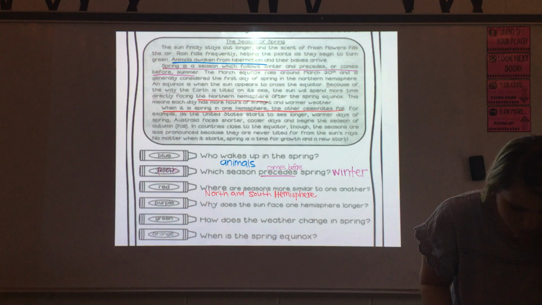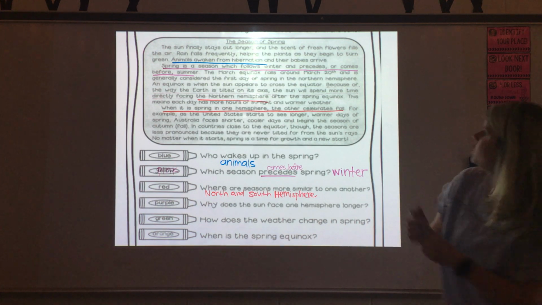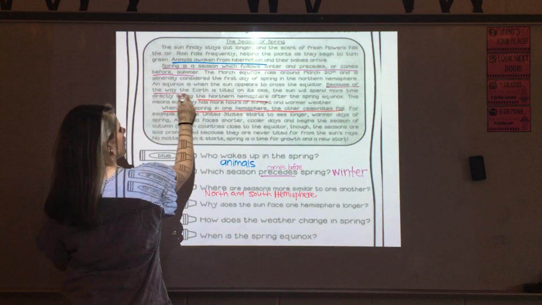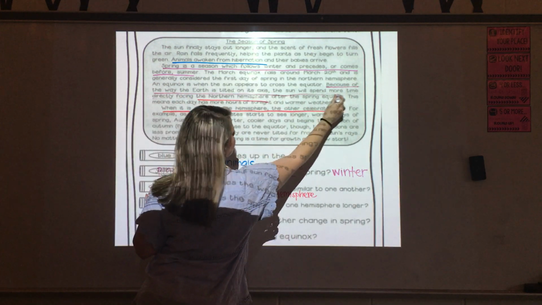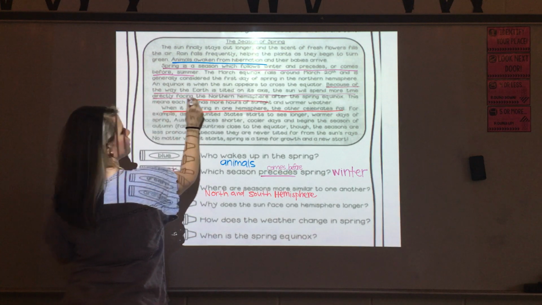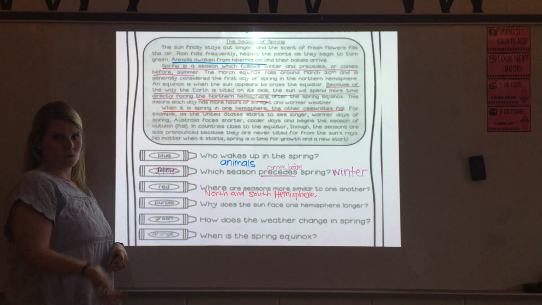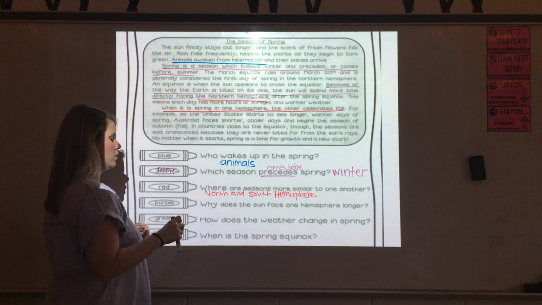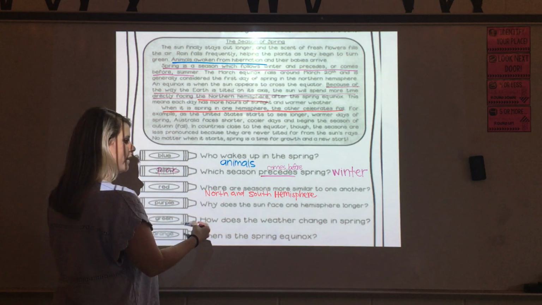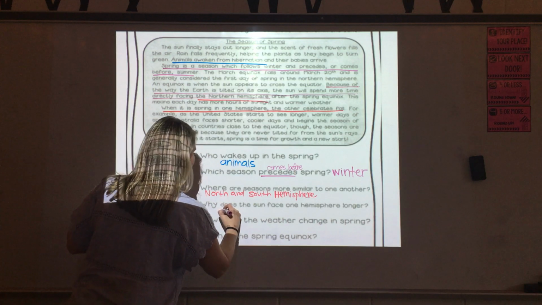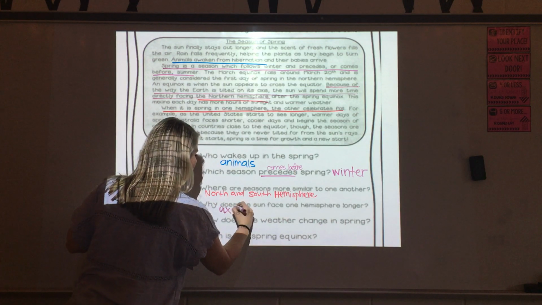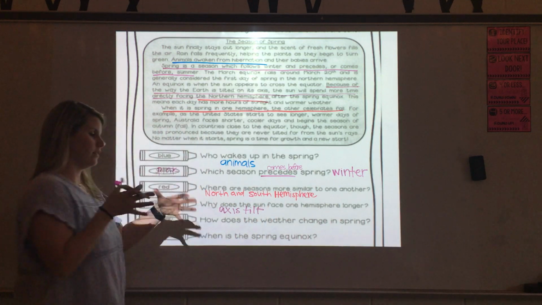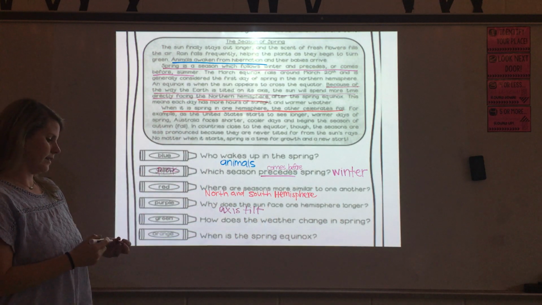All right, so again, that was in paragraph 2, where it said, because of the way the earth is tilted on its axis, the sun will spend more time directly facing the northern hemisphere during spring, or the southern hemisphere during its fall. So why does the sun face one hemisphere longer? Because of the axis tilt, or the way the earth is tilted on its axis.